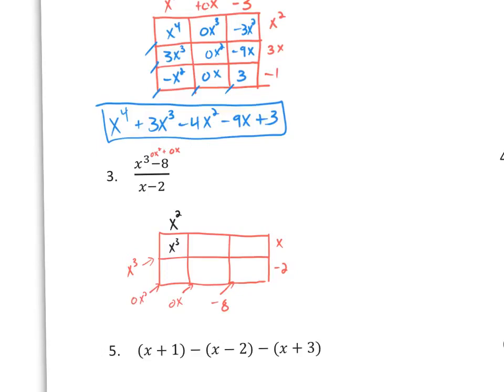I can fill down: x squared times negative 2 is negative 2x squared. In order to get 0, this has got to be a 2x squared, because 2x squared minus 2x squared is 0x squared, which makes this have to be a 2x. Then I get negative 4x. This has got to be a positive 4x because my diagonal has to be 0. Makes this a 4. And here's my checkbox, that negative 8, which is beautiful. So my answer to this problem is x squared plus 2x plus 4.